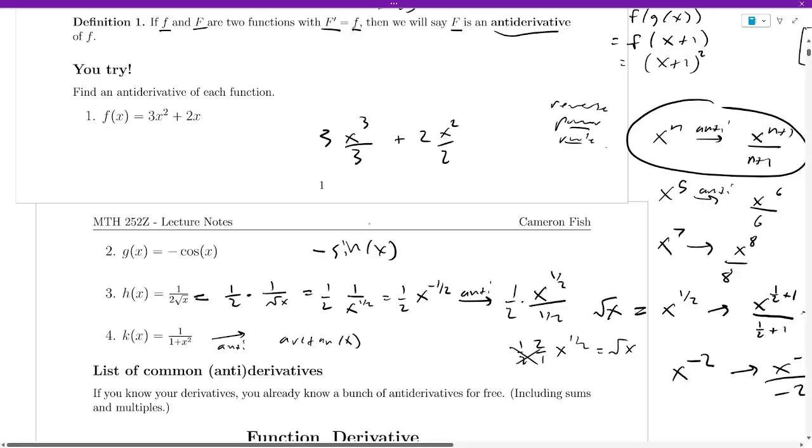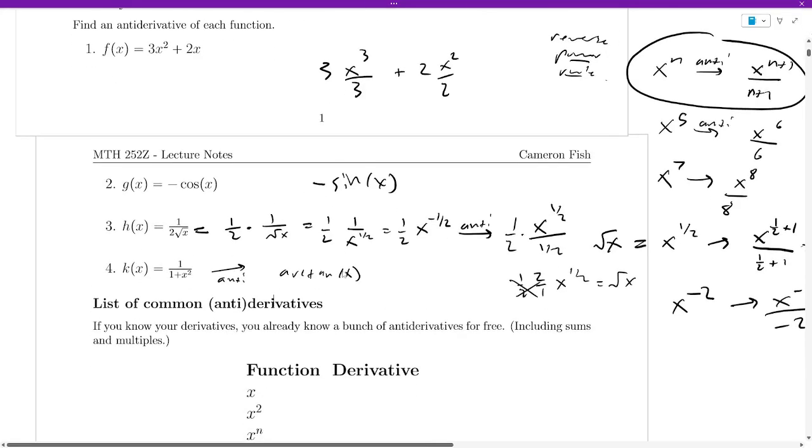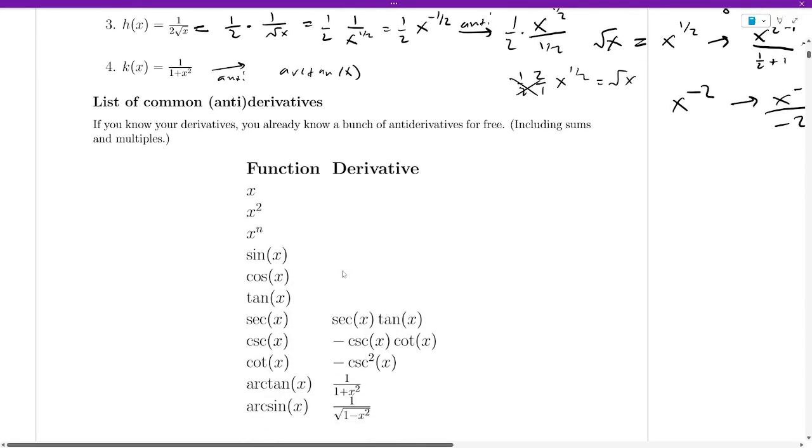So, maybe summarizing a lot of what we just did. Here is a list of a bunch of derivatives that you already know about, right? If you know your derivatives, you already know a bunch of antiderivatives for free, right? I know the derivative of x is 1, which means if I go backwards, the antiderivative of 1 is x. I know the derivative of x squared is 2x, so the antiderivative of 2x is x squared. And we mentioned this earlier, power rule. So I can do the antiderivative by going backwards.